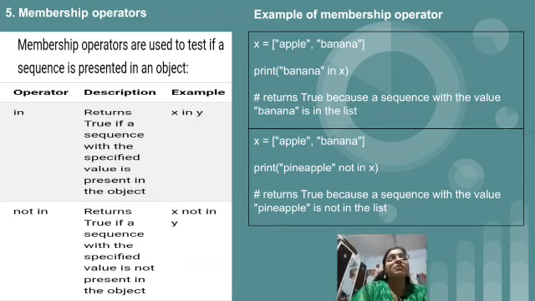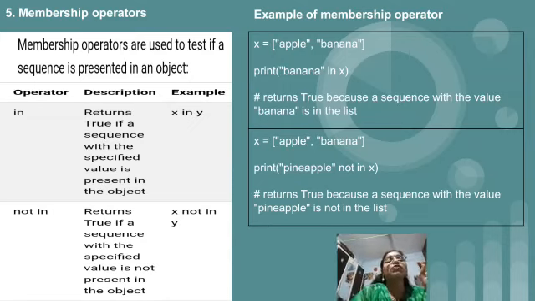In the first example, that of in, we have x as a list which contains two items, apple, banana. Now we are checking whether banana is present in x or not. For that purpose, we can write the statement as print in round brackets. Banana is a string element, so we have to write it within double quotes, in x. As it is clearly seen that banana is part of x, it will return the answer true.